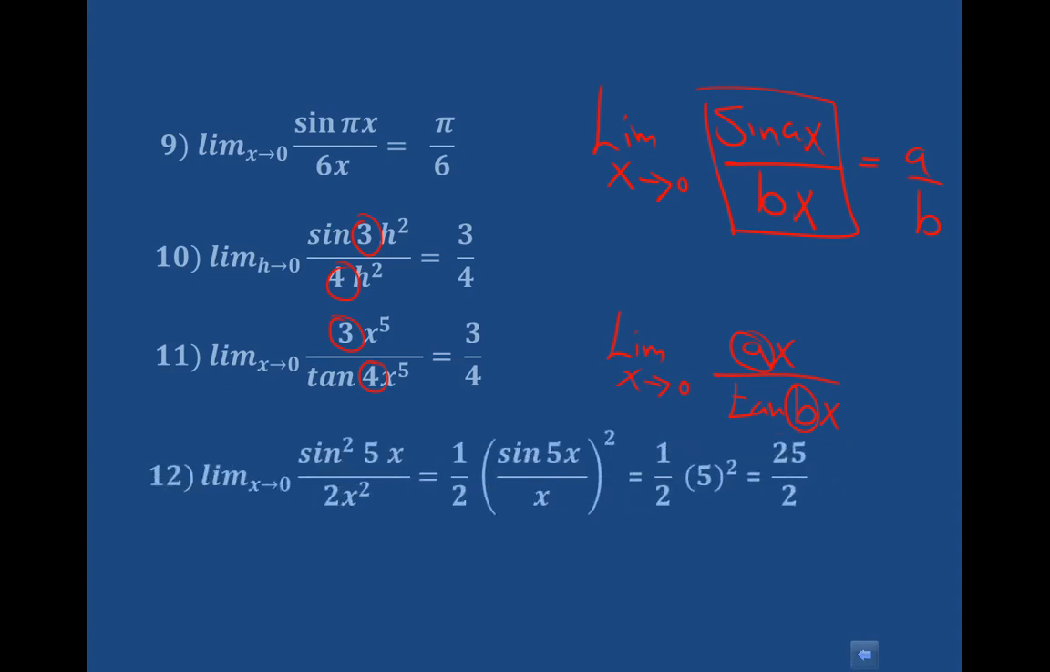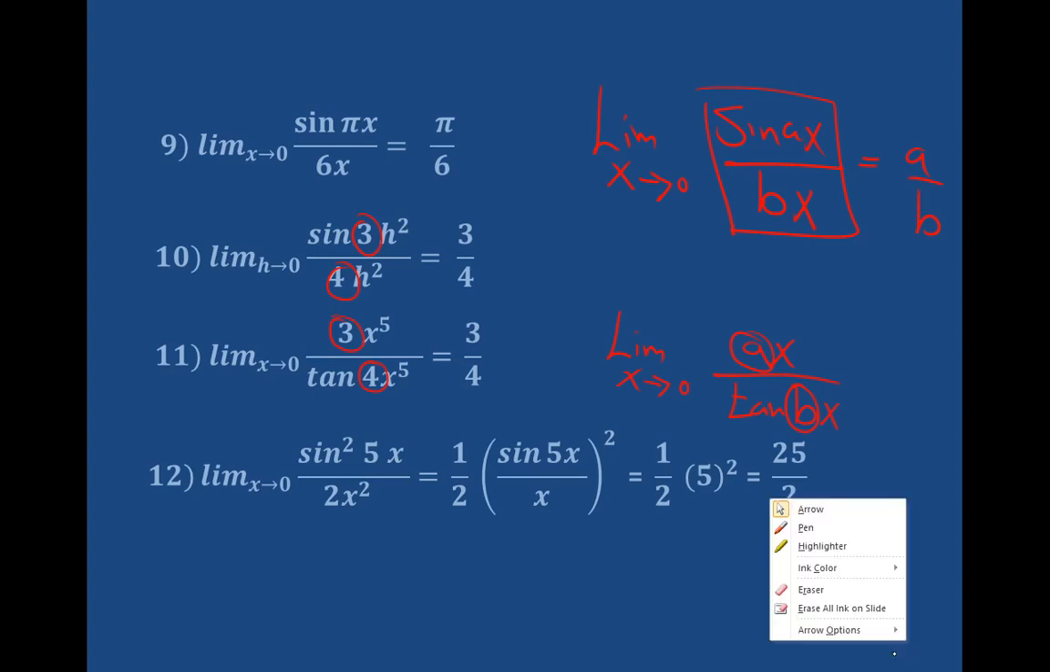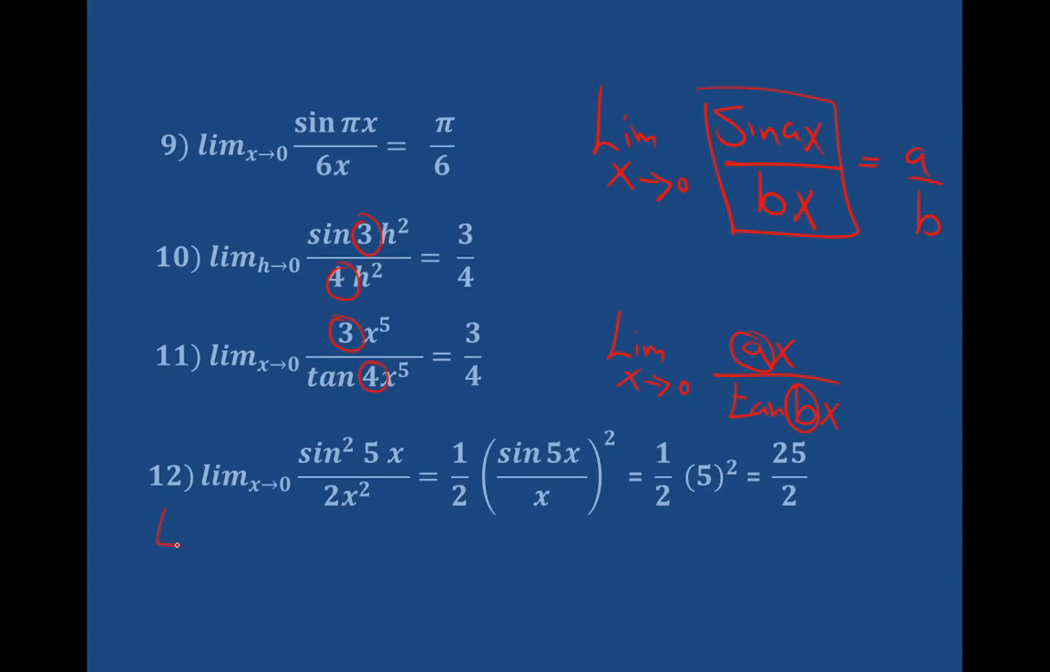Limit when x tends to 0 of sine squared 5x over 2x squared. We can solve this problem by taking 1 over 2 as a separate fraction, then sine 5x over x, all to the power 2. I'll separate this algebraic fraction. I write 1 over 2 times the limit when x tends to 0.